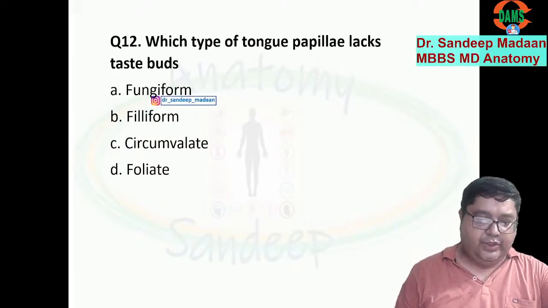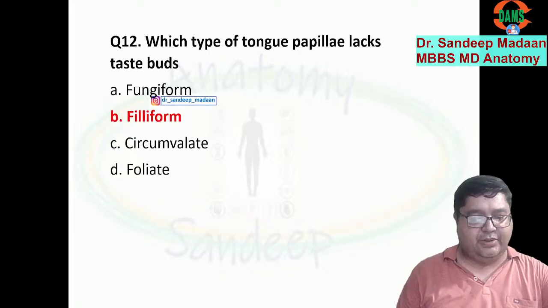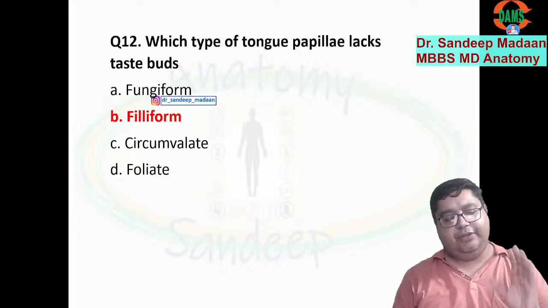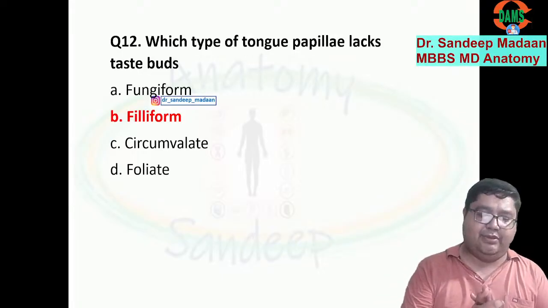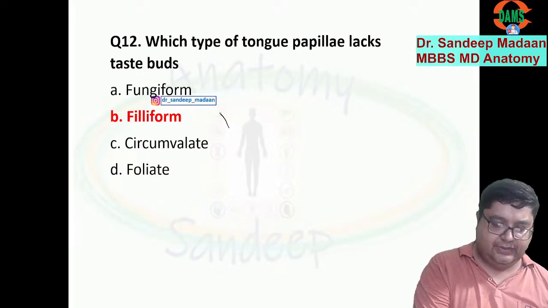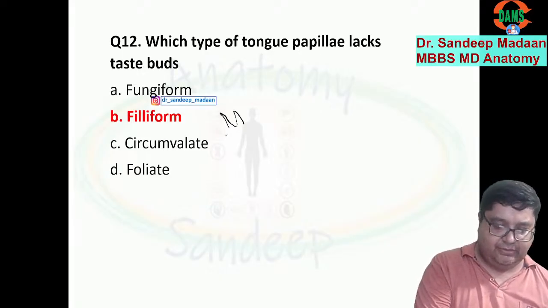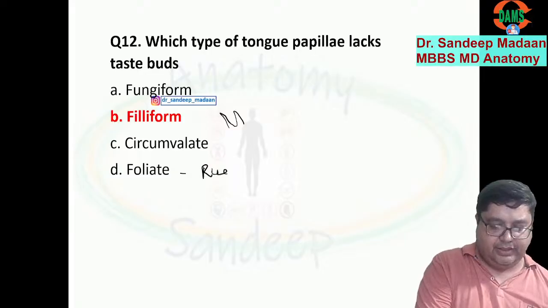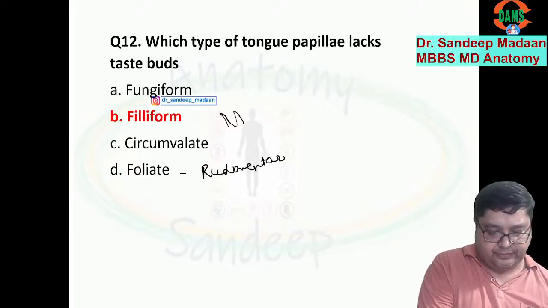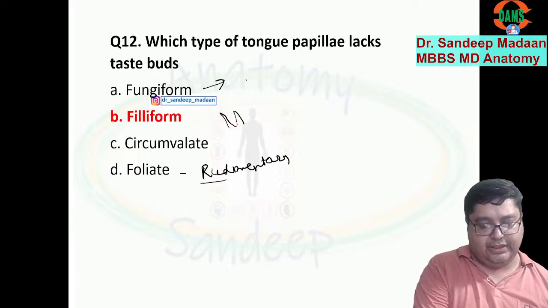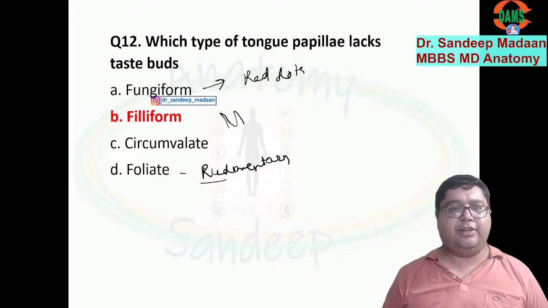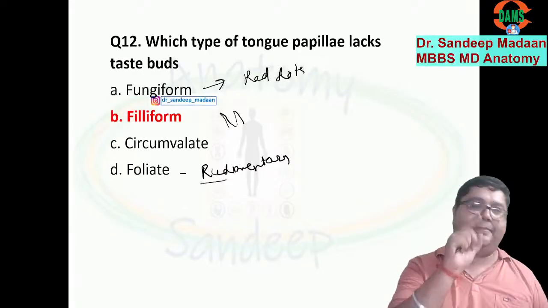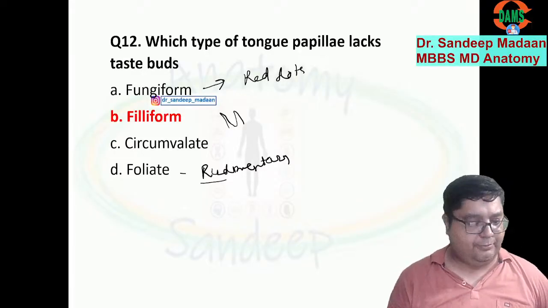Now this. Which type of tongue papilla lacks taste bud? Straightforward answer, filiform. Because the filiform papillae are having stratified squamous epithelium present above them. The shape is filiform like this. Foliate are rudimentary in human. Fungiform papillae are responsible for the red dots. If you observe the tongue in the mirror, you will see the red dots. Why? Because the vessels are reaching up to the tip within these papillae. Okay.